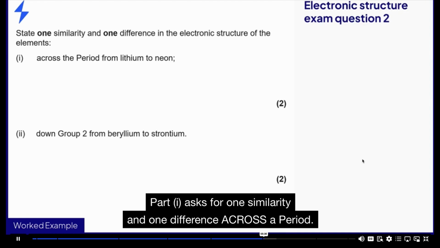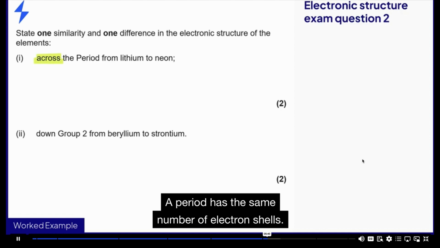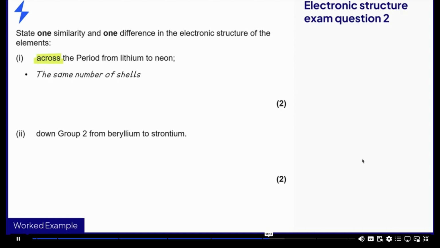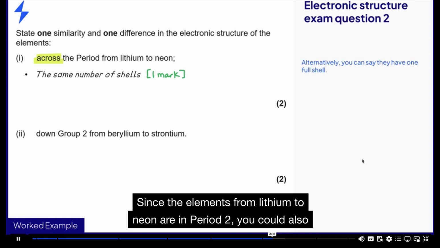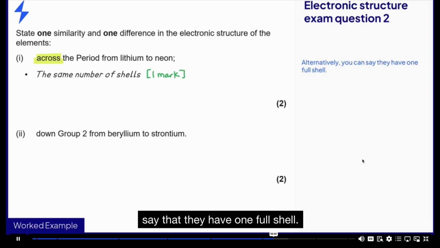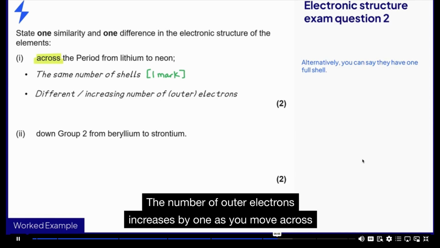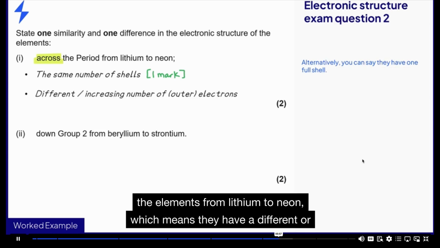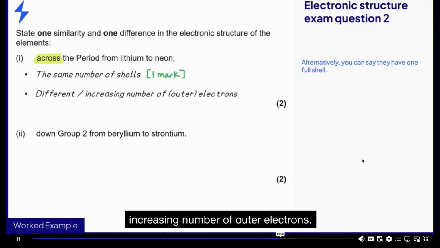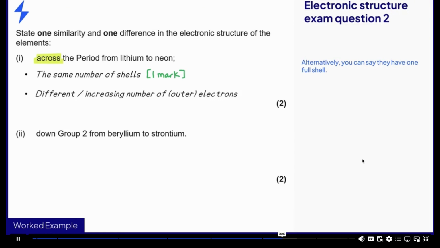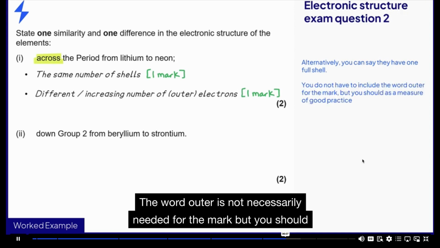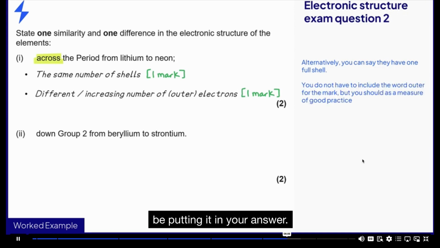Part 1 asked for one similarity and one difference across a period. A period has the same number of electron shells. This gains 1 mark. Since the elements from lithium to neon are in period 2, you could also say that they have one full shell. The number of outer electrons increases by 1 as you move across the elements from lithium to neon, which means they have a different or increasing number of outer electrons. This gains the 2nd mark. The word outer is not necessarily needed for the mark, but you should be putting it in your answer.